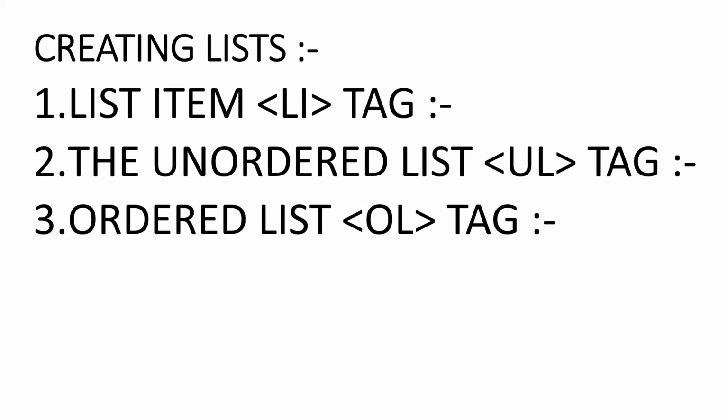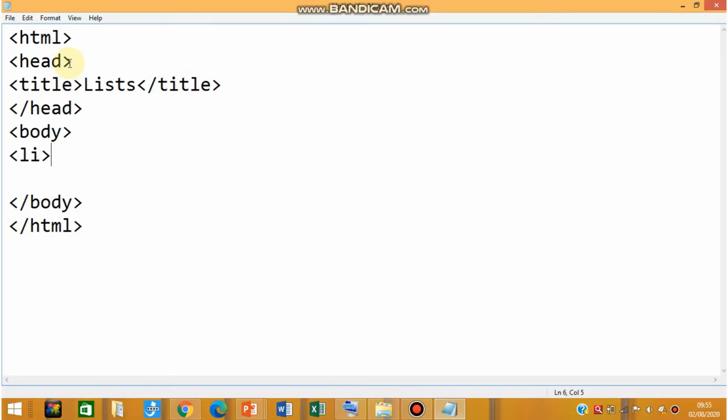Okay. Let us see how to use the LI tag inside the HTML document. Fine. So this is the basic HTML code that I have written. Title I have mentioned as list inside the head tag. Okay. Then after the head tag, the body tag; we have to use it inside the body tag. Now we are going to use the LI tag. LI tag is the list item tag. This tag is used to define each item of the list.